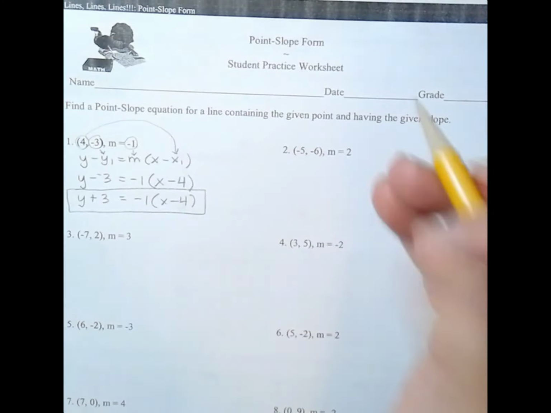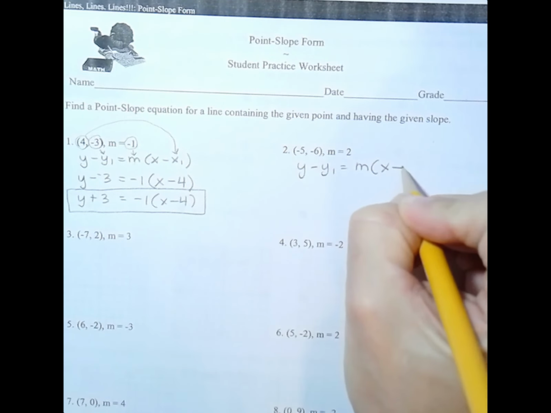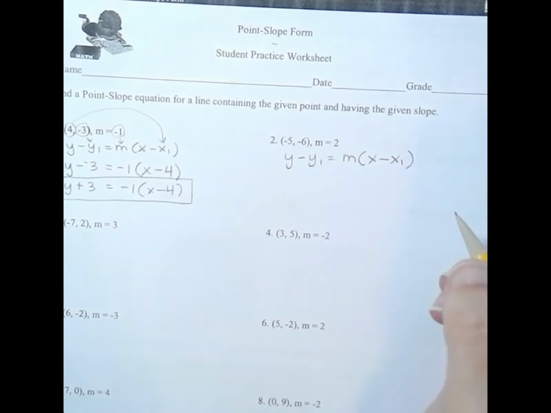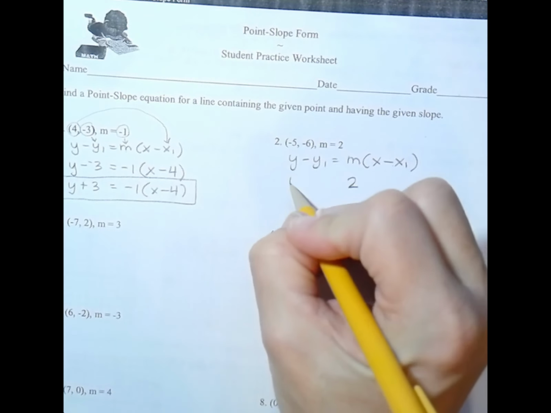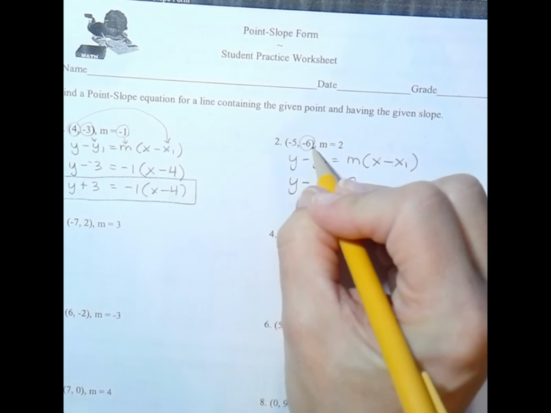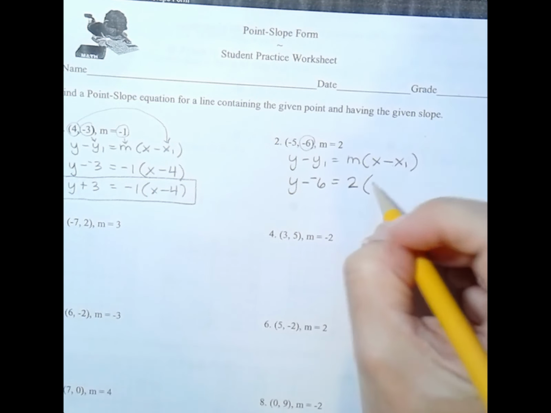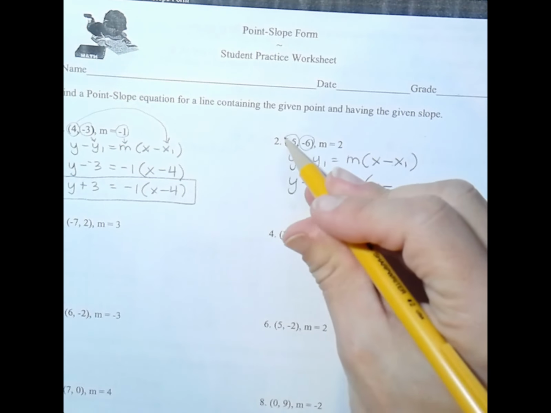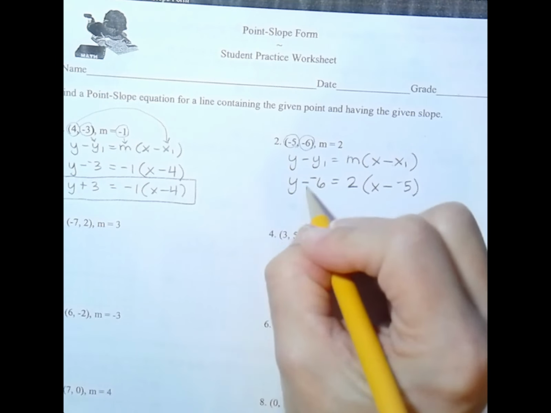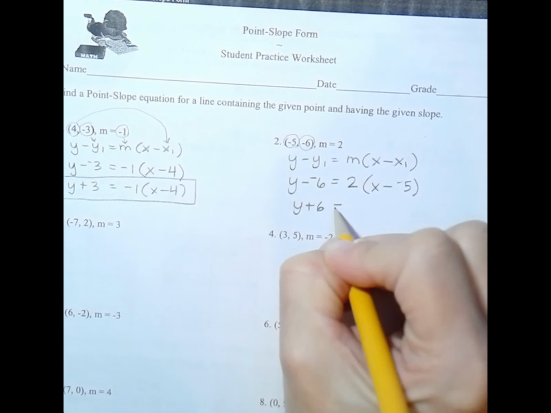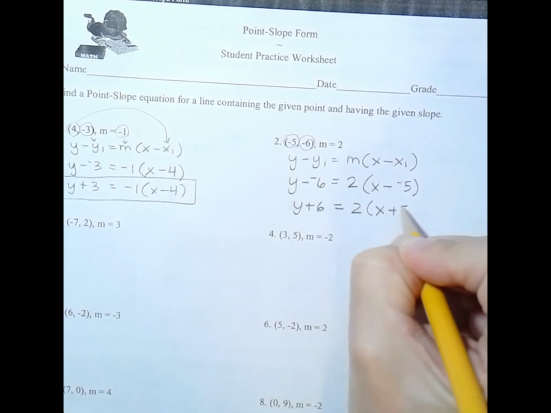Let's look at the second example. I'm going to write this out again. So we're going to put our slope in here, and we're going to put our y-coordinate in here, so y minus -6, and then our x-coordinate goes here, which is -5. So this would give us y plus 6 equals 2, and again we have minus negative, so that's going to turn to x plus 5.